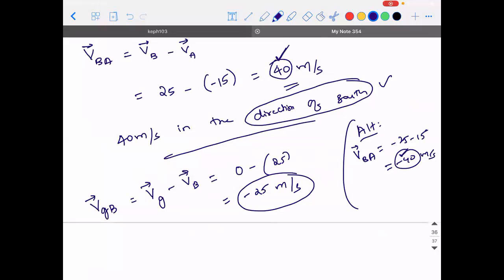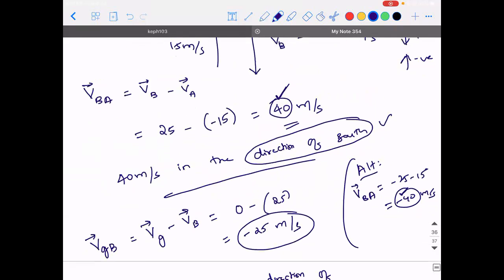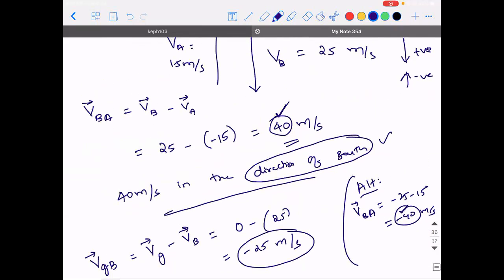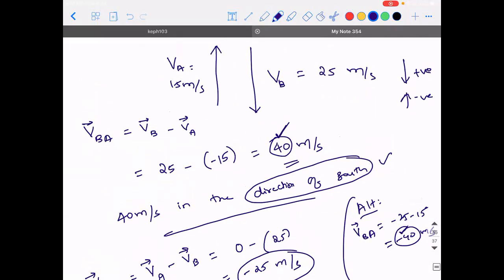In the sense, it is having a velocity of 25 meter per second in the direction of north. Let me give you a vision to this. I want you to imagine, because I don't have any animation to show you. I want you to visualize it, feel it. Suppose there is a person sitting in this train. Let's say you are sitting in this train. You know what is the meaning of this 40 meter per second?